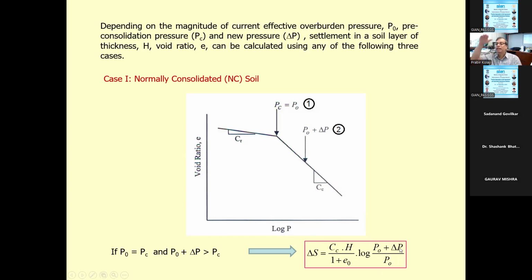The change in pressure you can calculate using several methods. Either use the 2:1 method, or the Boussinesq equation, or the equivalent point load method, or you can use the m and n method or Newmark charts. There are several methods to calculate how much additional load is coming because of the additional surcharge load, and then you can find out the settlement. So this is normally consolidated clay.